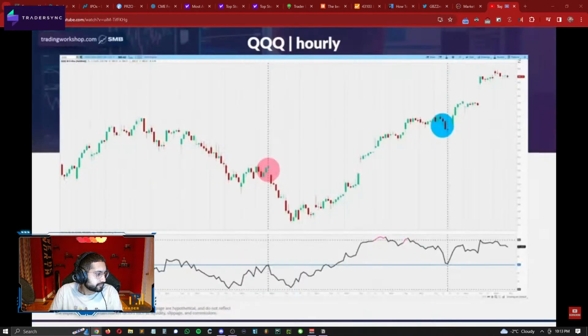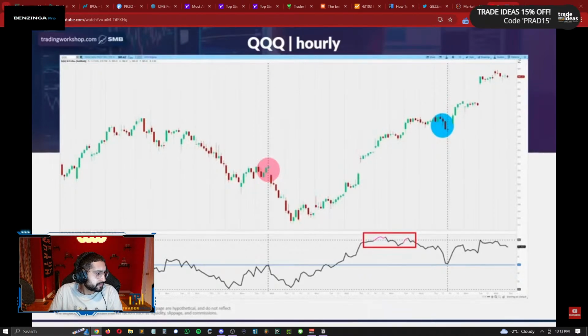And then the QQQs turn into an uptrend, and we get a long setup. This one is actually much more clear, much more powerful in my opinion, because you get the overbought signal, and then you get the reversion back to the midline very cleanly.